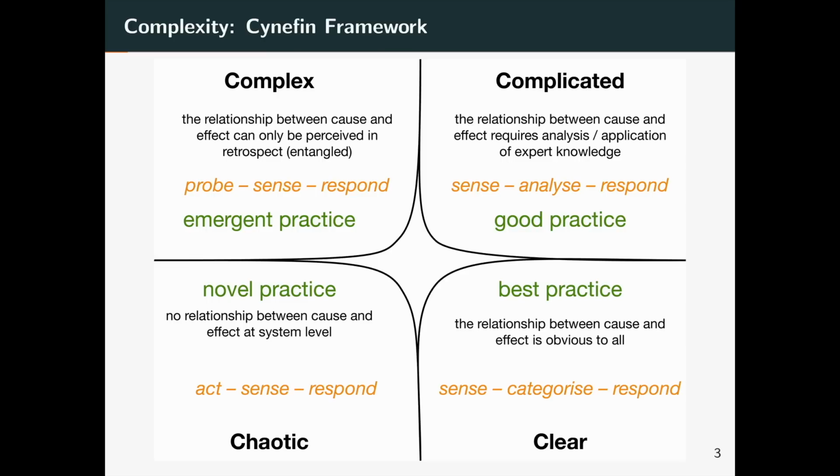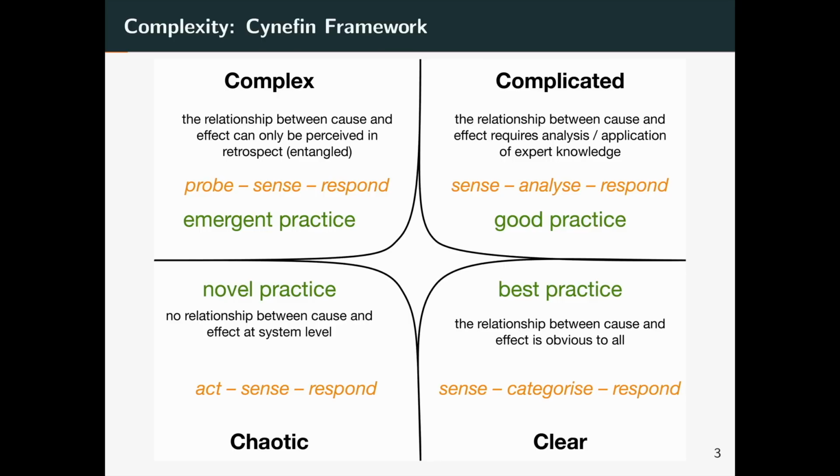The top right space is a complicated system. In a complicated system, the relationship between cause and effect isn't obvious, but through analysis and the application of expert knowledge, it can be understood. And this is the space of good practice. So there's not one way of doing things. There are a number of ways, but they proceed logically. And I think this is where a lot of doctors practice. And I spend some time in this space, but I spend most of my time in the complex space.